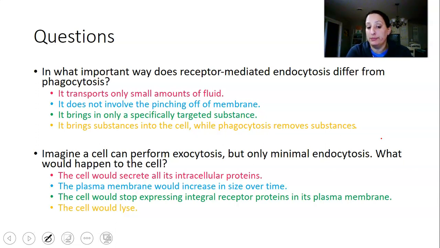Hopefully you answered blue. So exocytosis is happening, which adds to the size of the membrane, where endocytosis is not happening so much, right? Endocytosis would decrease the size of the membrane because the membrane is being taken in. So if you have exocytosis happening but not endocytosis, then the size of that plasma membrane would increase over time.